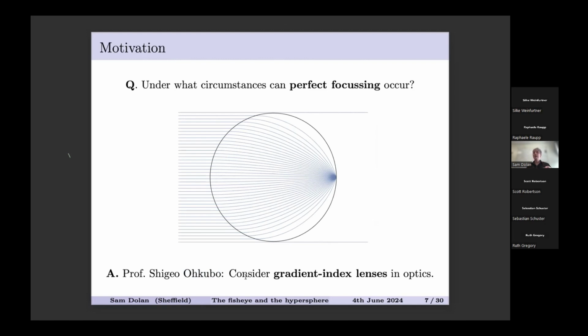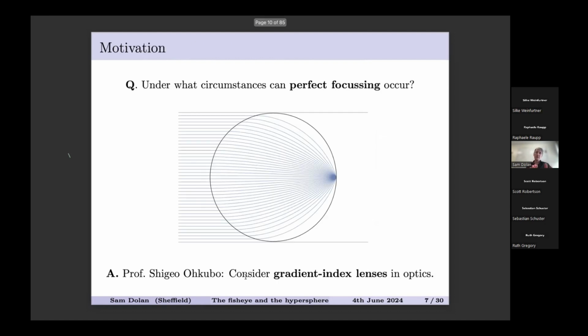So a gradient index lens is a lens whose refractive index is varying smoothly with radius. And here is an example. This is the Lundberg lens, and it takes initially parallel rays and focuses them at a point on the far rim of the lens, as shown. I would call this perfect focusing, because it's not just the neighboring rays that are being focused there, but all of the rays that enter the lens.